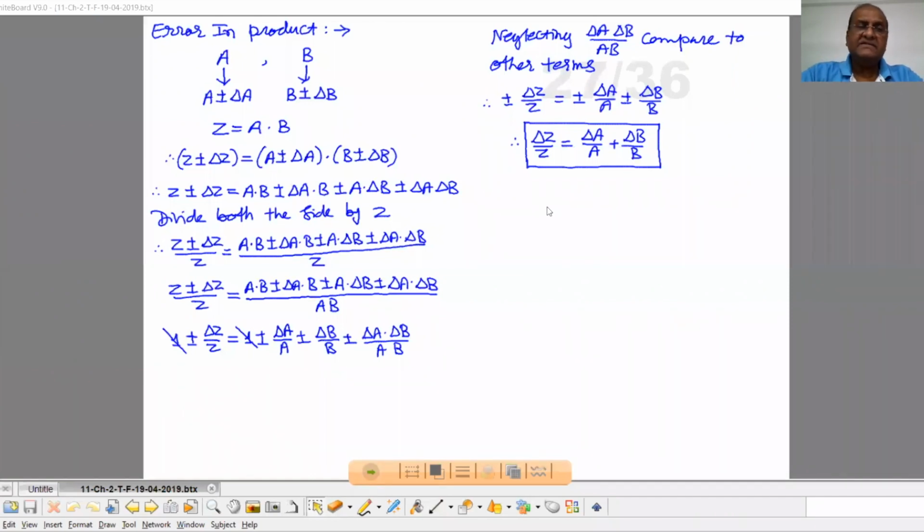So we can say this thing: in multiplication of physical quantities, the relative error in the final result is equal to the summation of relative errors in individual quantities.